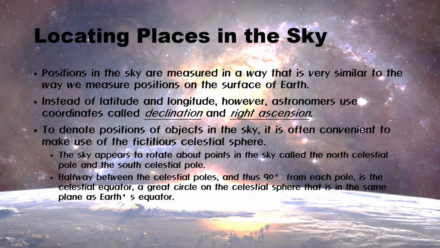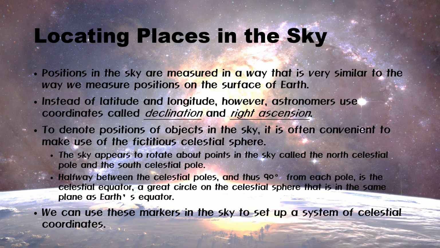To denote positions of objects in the sky, it's often convenient to make use of the fictitious celestial sphere. Remember, the celestial sphere, we talked about, was a way ancient astronomers looked at the sky and divided it up into different sections. They said, okay, here's the Earth, and the sky appears to rotate around different points of the sky. We have the north celestial pole and the south celestial pole. And halfway between those poles, and therefore 90 degrees from each pole, is our celestial equator, which is a great circle on our celestial sphere that is in the same plane as Earth's equator.